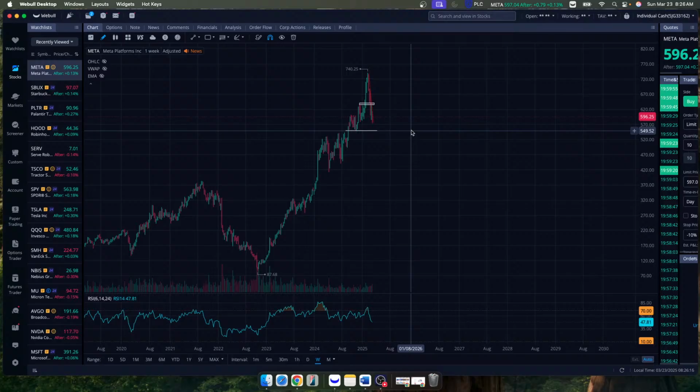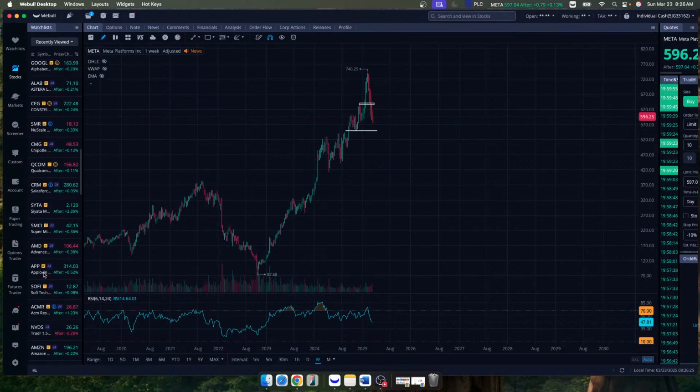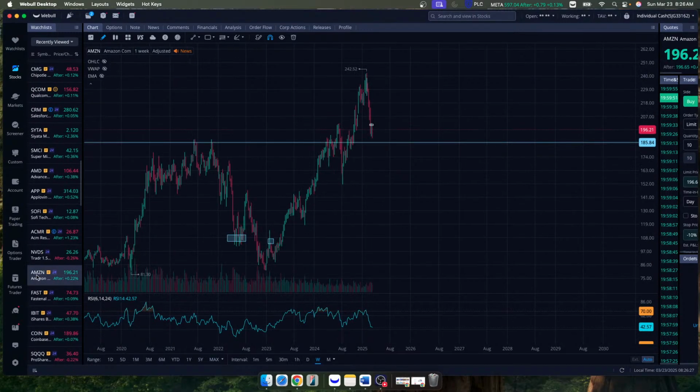That just means I'm looking for that pullback to 550, maybe 10, 20%. If it keeps pulling back, I'll start pyramiding into the position. That would make more sense in my eyes.